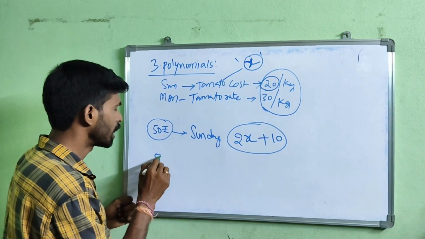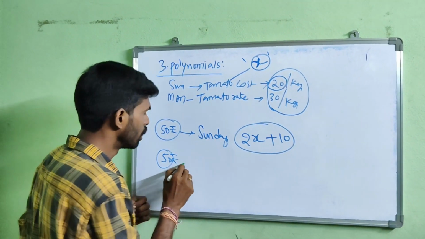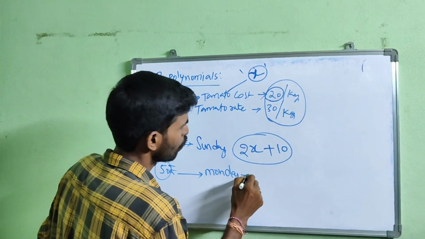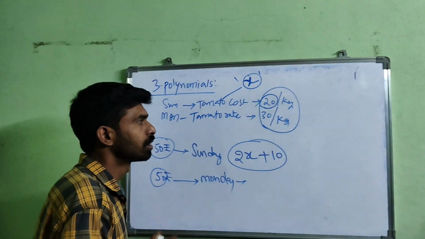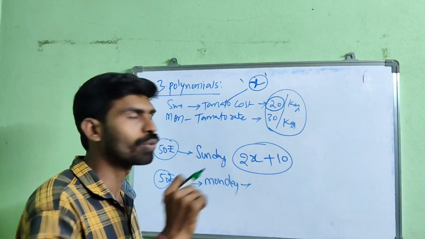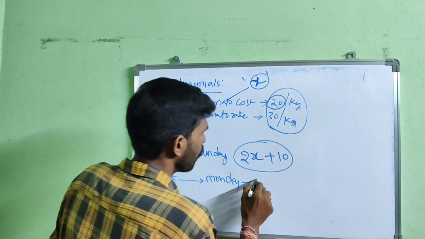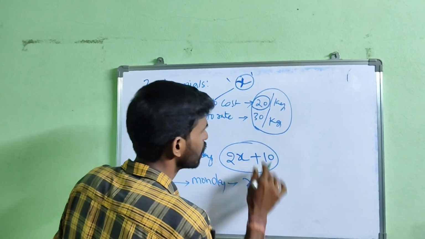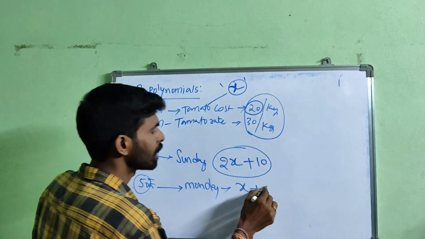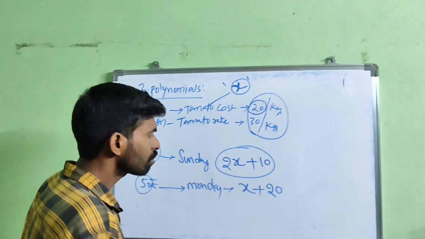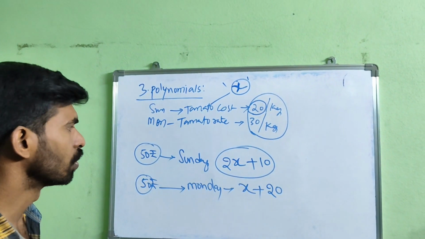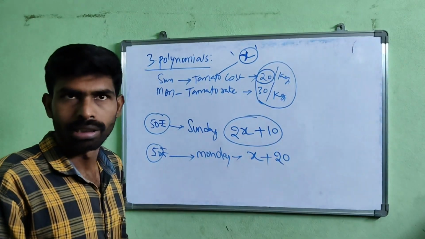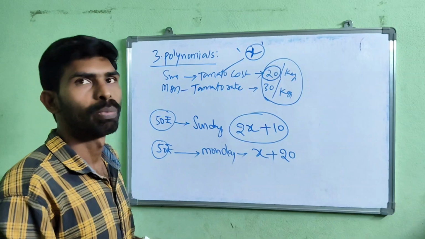Next day, the same 50 rupees I took, then I went to the market, that is on Monday. What happened? I am able to buy, for example, at 30, a round figure of 1 kg. 1 kg means 1x, that is the 1 kg tomato cost, plus what is remaining after 30? 20 is the remaining value. This type of equations are nothing but polynomials.